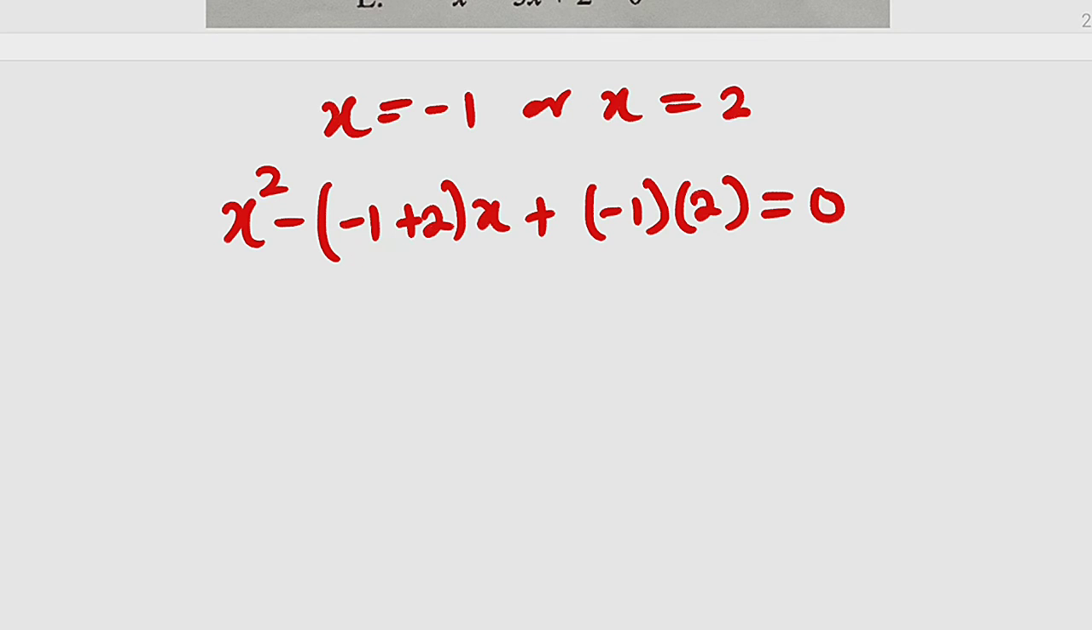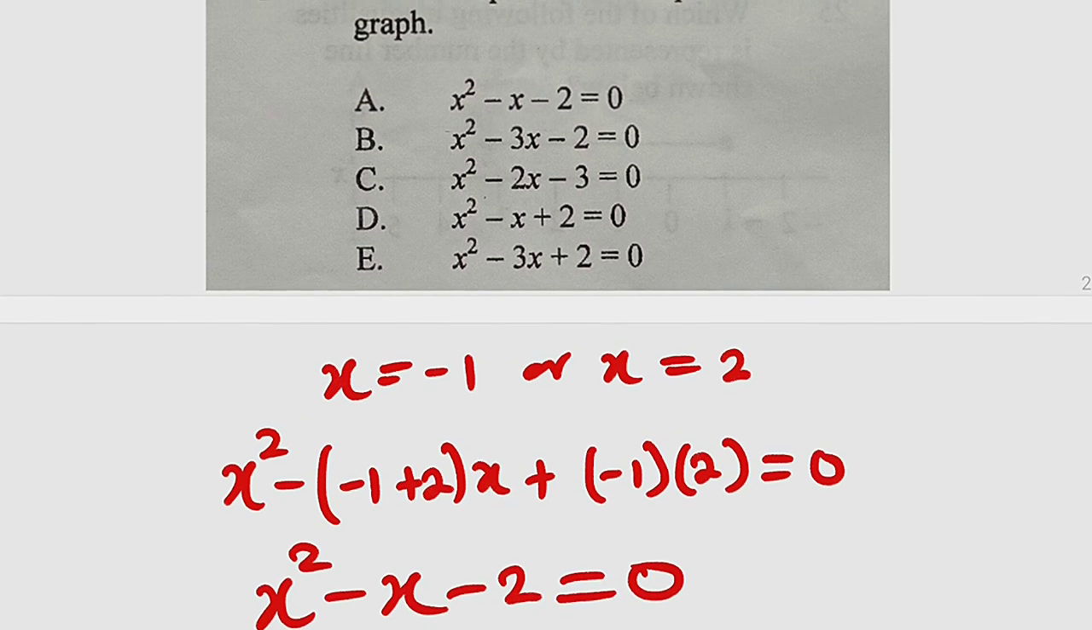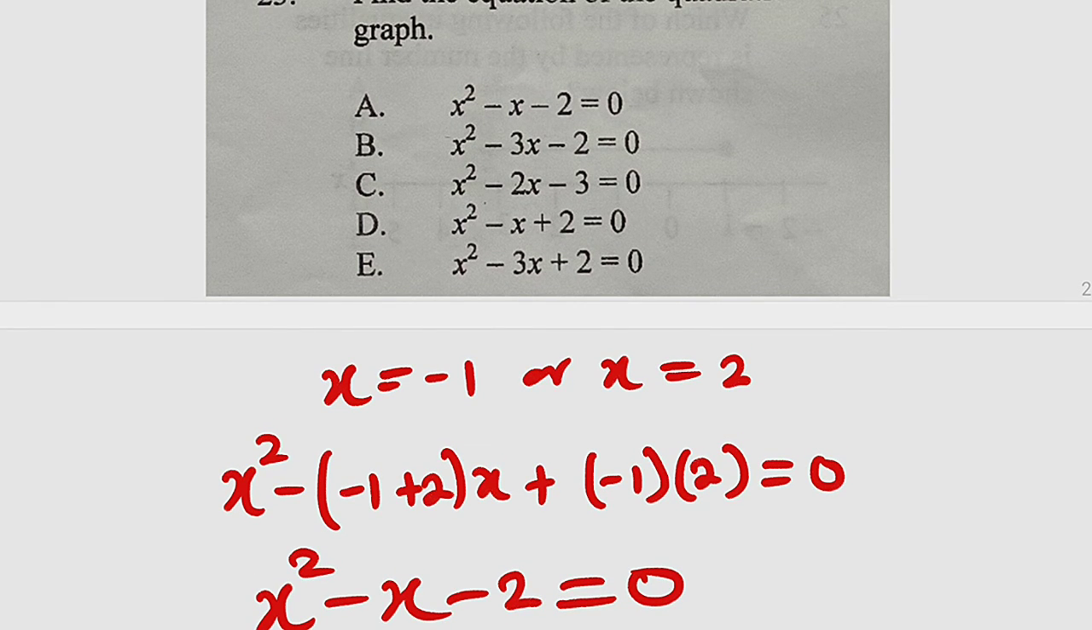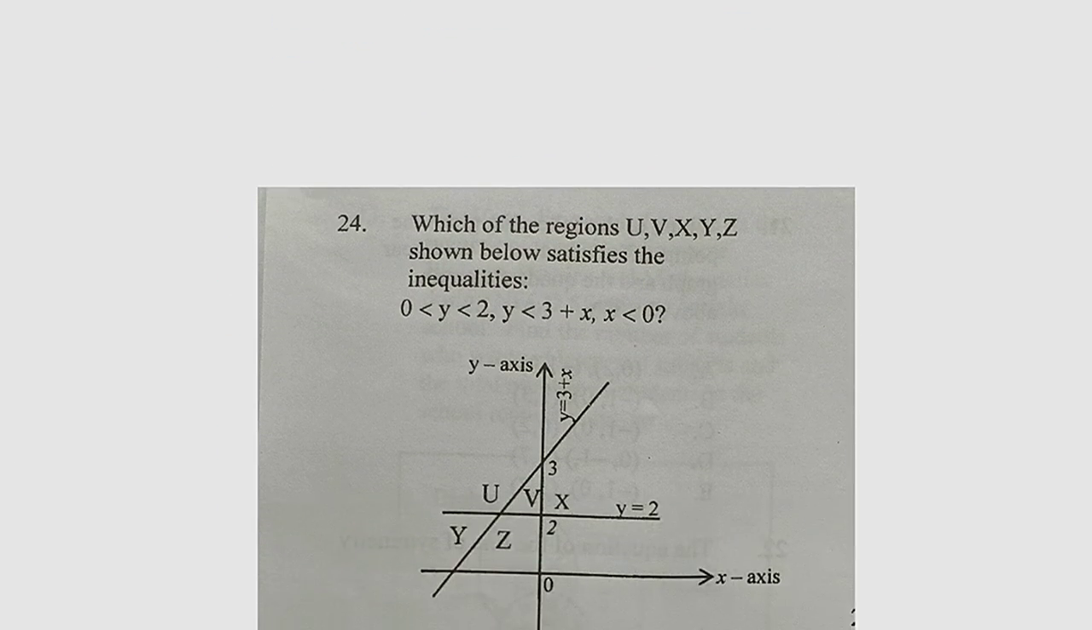-1 plus 2 is +1 times x is x, so we have x squared minus x. Then -1 times 2 is -2. This is equal to 0. This is just the quadratic equation. x squared minus x minus 2, which is option A. Now let us move on to question number 24.